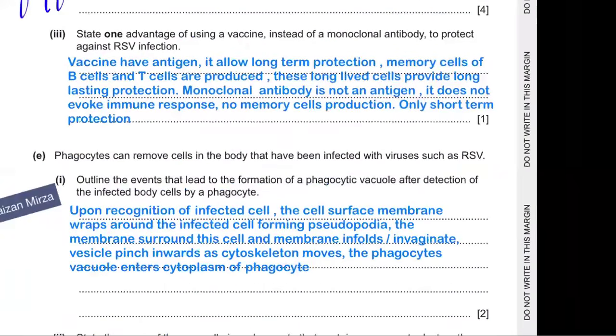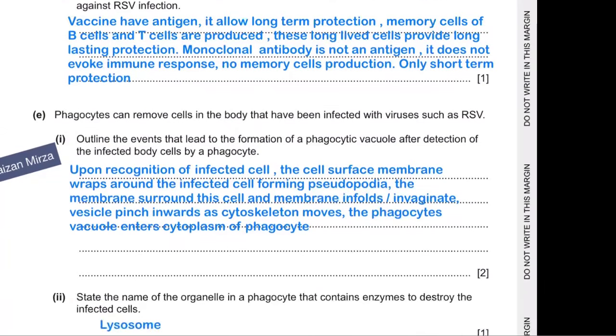State one advantage of using vaccine instead of monoclonal antibody. So a vaccine contains antigen, so it provides long-term protection. Memory cells, B and T, are produced. These are long-lived cells, so they provide lasting protection. Monoclonal antibody is not an antigen, so there's no immune response being evoked, so it's short-term protection only.